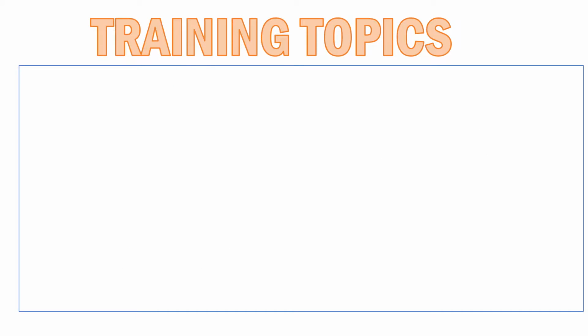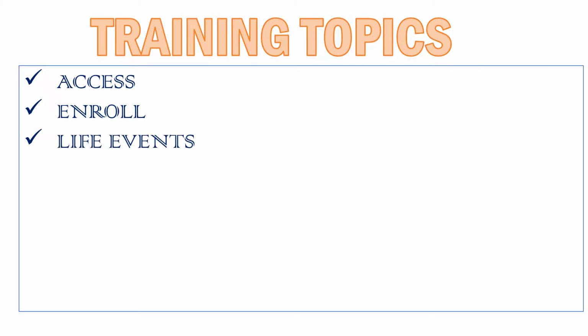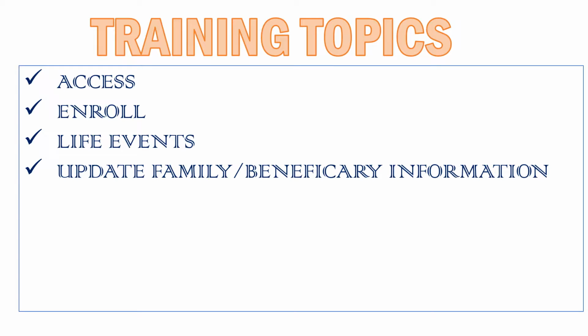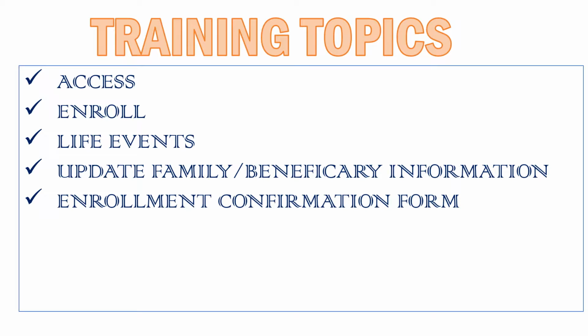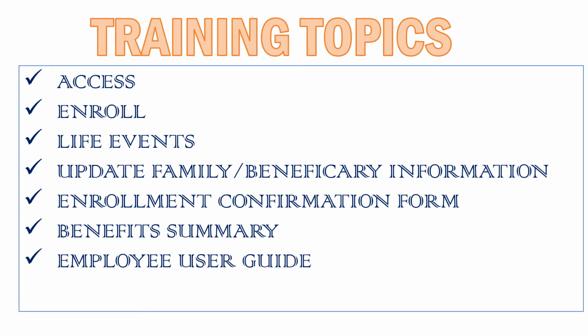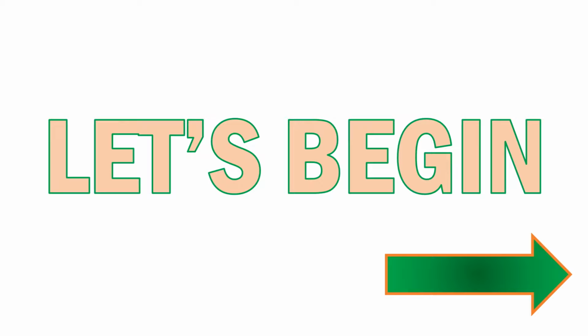By the end of this training, you will know how to log into Web Benefits, make your new hire and/or open enrollment elections, make life event changes, and update family and/or beneficiary information. Furthermore, I will show you how to locate additional resources, such as the enrollment confirmation form, the summary of benefits we offer, and lastly, the employer user guide, just in case you need a reference of the web benefit enrollment once the training has concluded. So, let's get started.